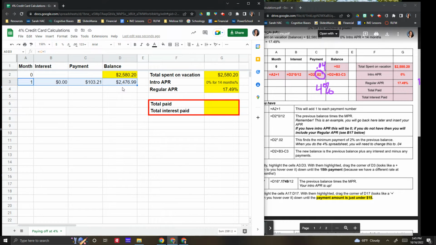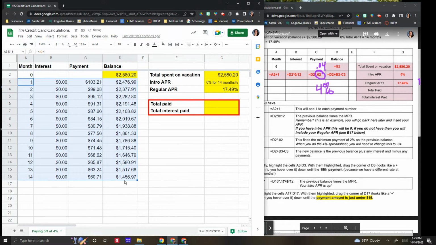Here we're going to highlight that row. Remember, highlight, go to the blue square, the crosshair there, and bring this down until we're at our 15th payment. And so again, this is the 15th payment for me because I had 14 months at 0%. If you have 18 months at 0%, then you'll go to the 19th payment.